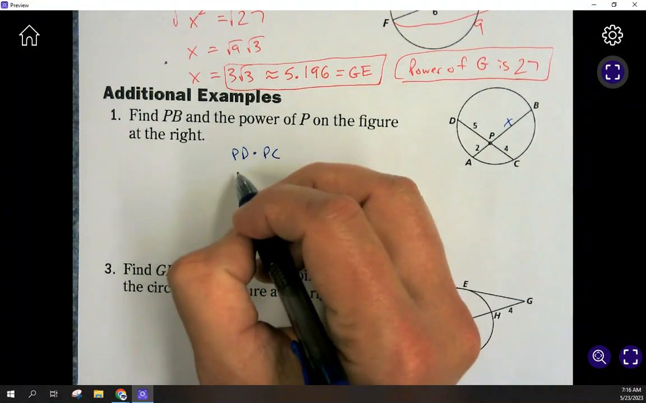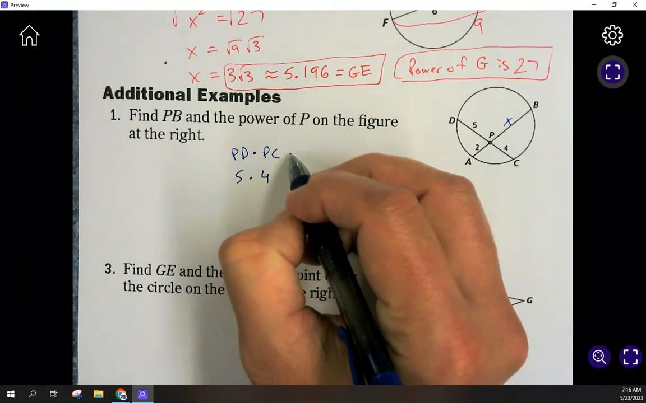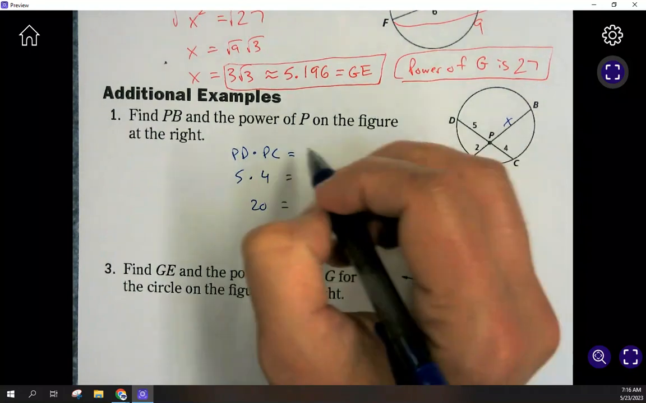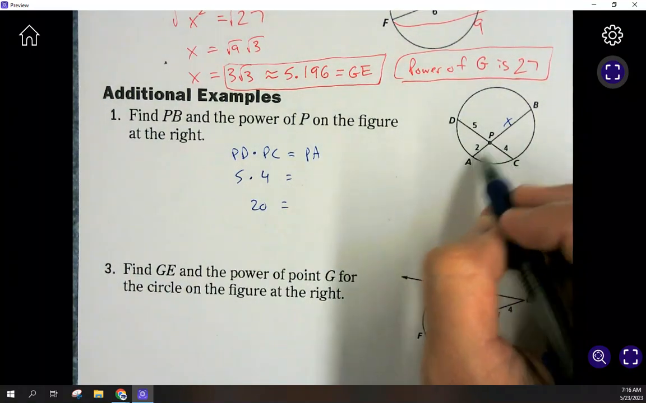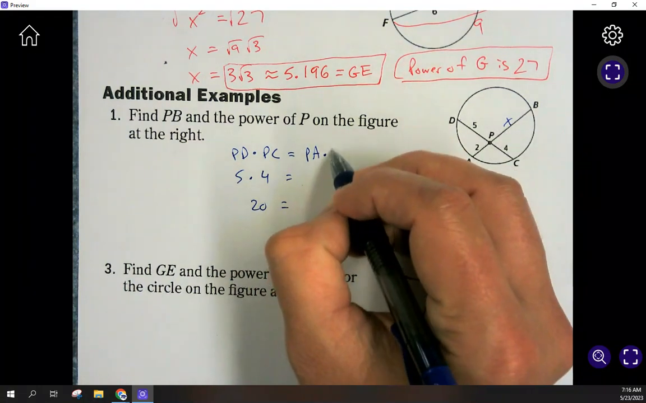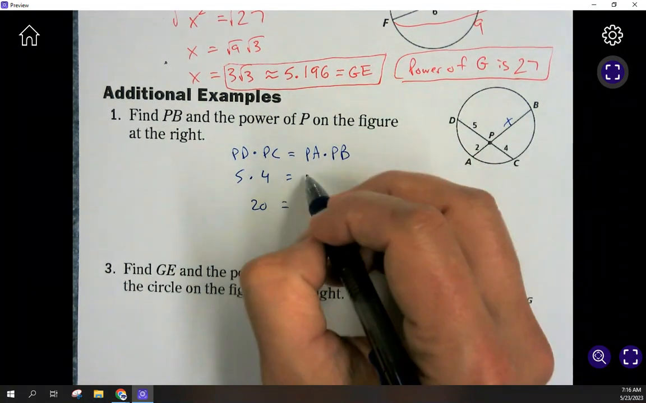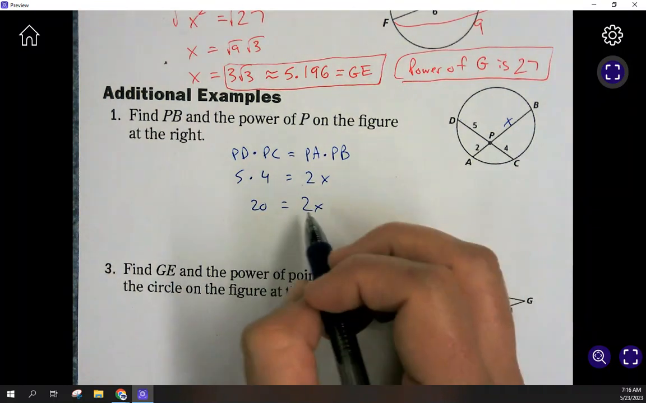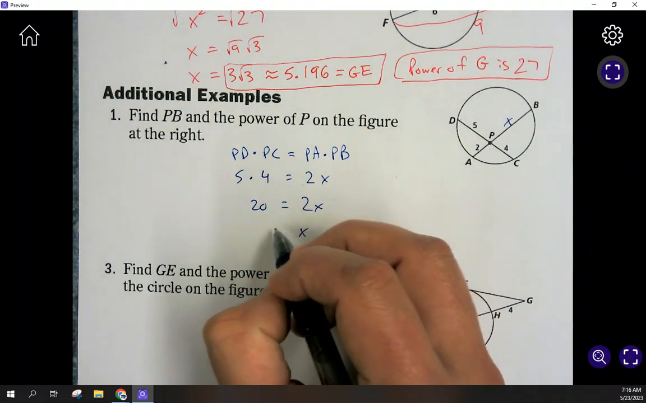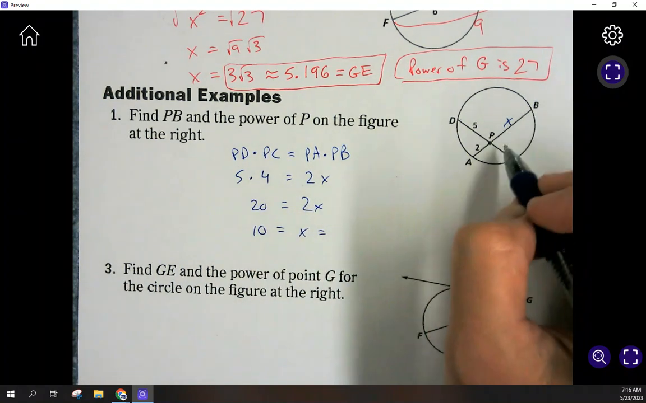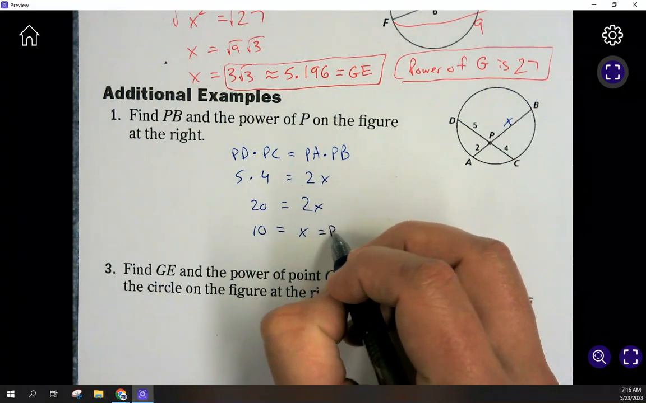Okay, so that's going to set up 5 times 4, which will be 20. Has to equal the distance from the point to the outside, PA, times the distance from that point to the other side, PB. So that's going to be 2 times X. Okay, so 20 equals 2X. We would divide by 2. X equals 10, which is equal to what we were looking for there, PB.